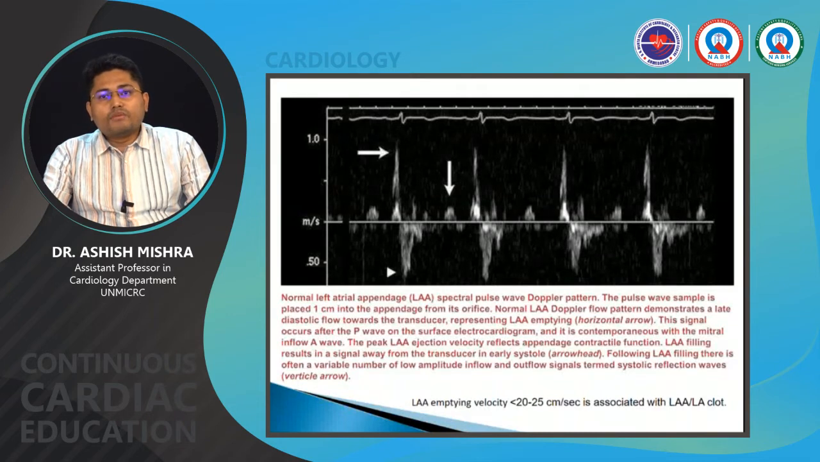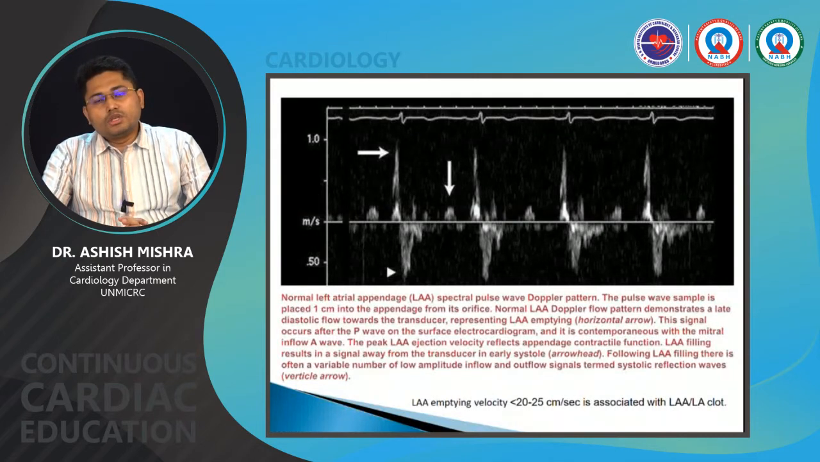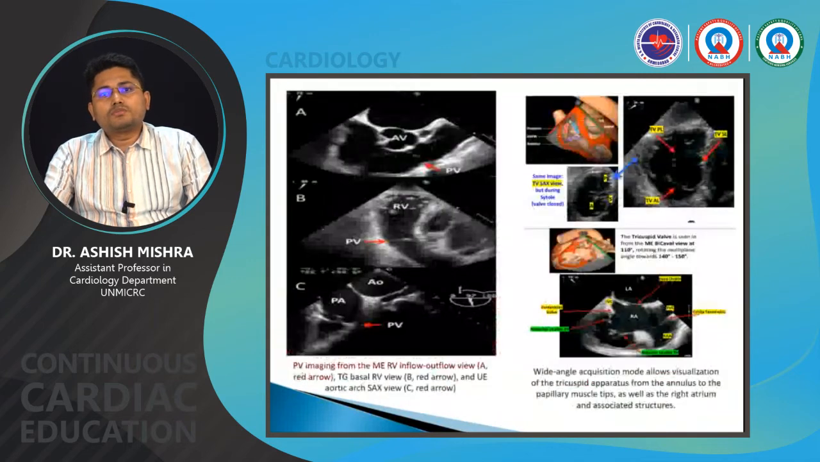In fact, usually an LA appendage velocity below 20 to 25 centimeters per second is associated with risk of stroke and formation of LA and LA appendage clot. This is very well present when there are mitral pathologies, particularly severe MS or critical MS, and also in a subset of atrial fibrillation.